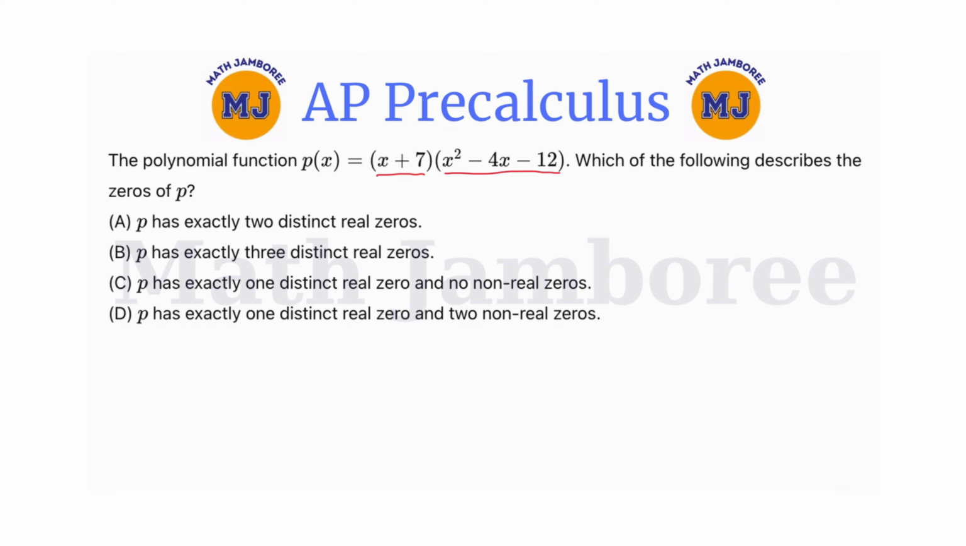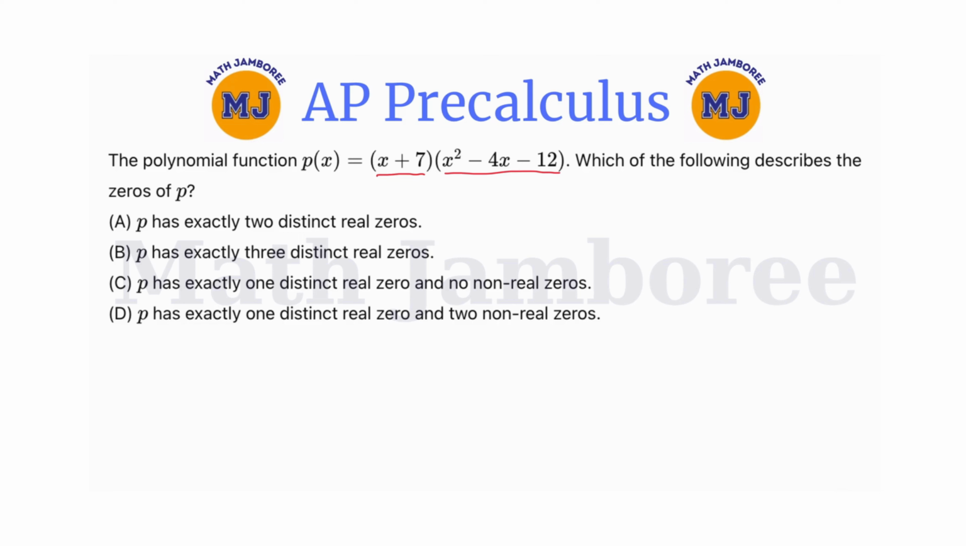A, p has exactly 2 distinct zeros. B, p has exactly 3 distinct zeros. C, p has exactly 1 distinct zero and no non-real zeros. And D, p has exactly 1 distinct zero and 2 non-real zeros.